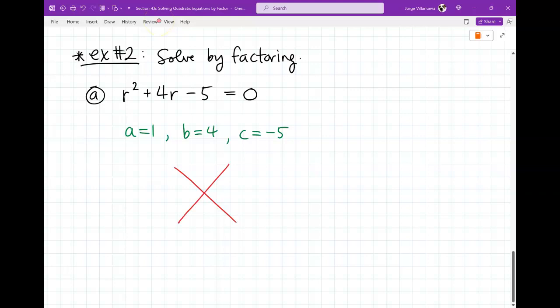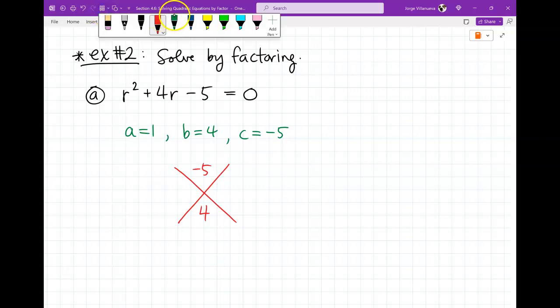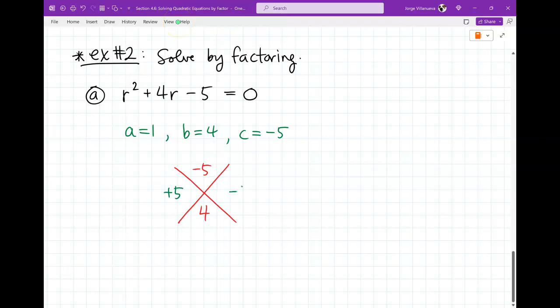Here's my X. So on the very top, A times C, 1 times -5 is -5. On the bottom goes B, that's 4. Okay? Now I've got to think of two numbers that multiply to -5 and add up to +4. What are those? 5 and -1. So let me go ahead and put +5, -1.